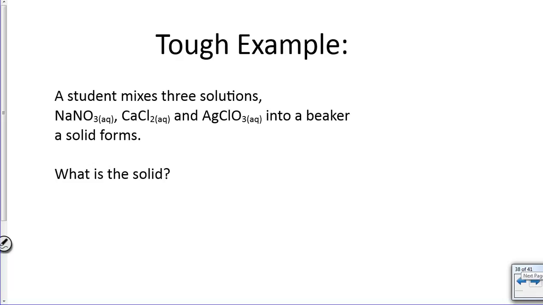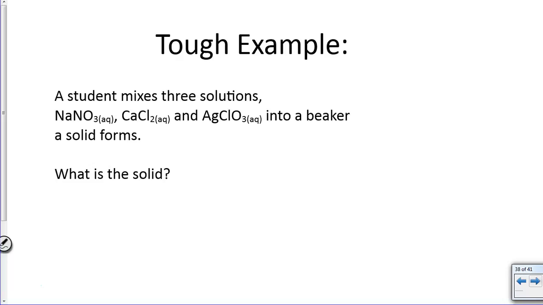Now, on to the tough example. A student mixes 3 solutions, blank, blank, and blank. Lots of letters. You can read. Into a beaker. This gets mixed together and a solid forms. The question asks, what is the solid? Well, if we're going to mix all these things together and try to make a solid, we're going to have to figure out who would have low solubility.